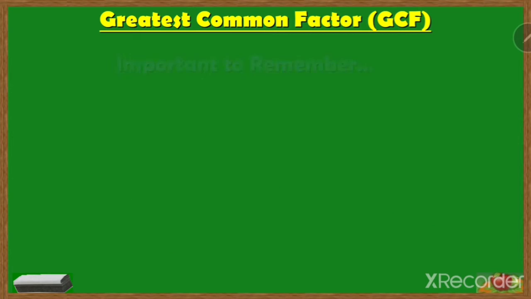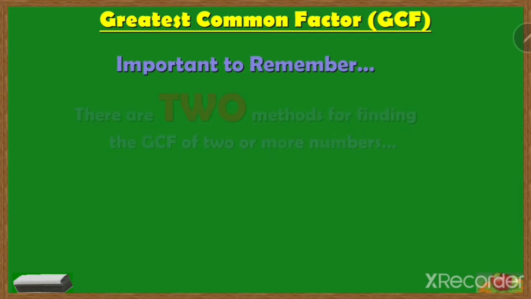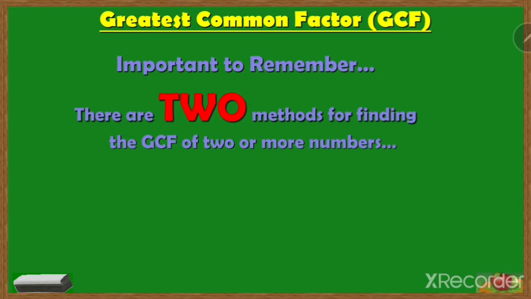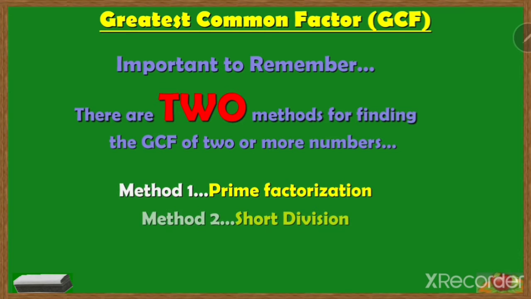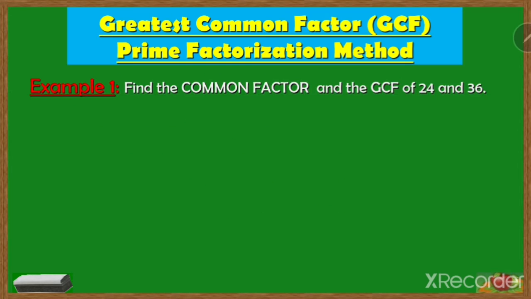Okay, so let's have an example. Now remember, in finding the greatest common factor, we can use two methods: either the prime factorization method, or short division. So let's try this example. Find the common factors and the GCF of 24 and 36.